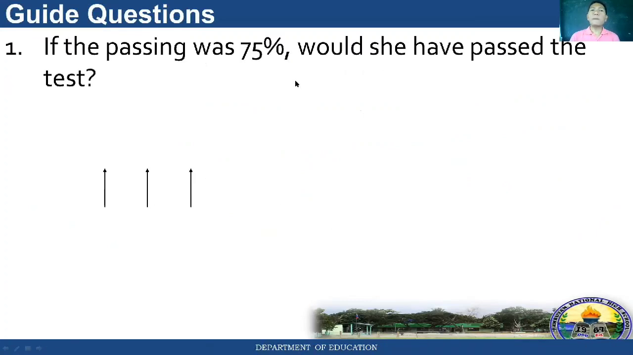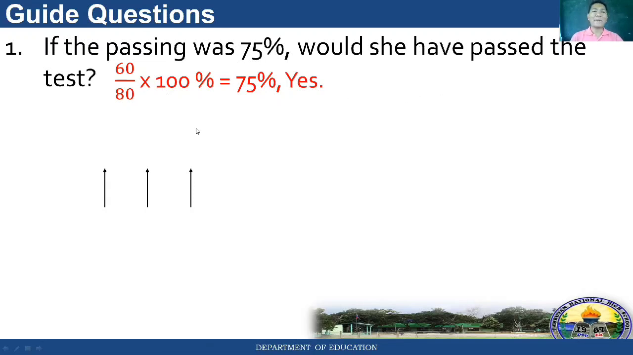If the passing was 75%, would she have passed the test? Remember that Marian got a score of 60. Diba? 60 ang nakuha ni Marian. So, ilang percentage kaya yan? How will you compute for that? Use the score divided by the total number of items times 100%. And that is equal to 75%. So, her score of 60 has a rating of 75%. If the passing was 75%, therefore, yes, she passed the test.